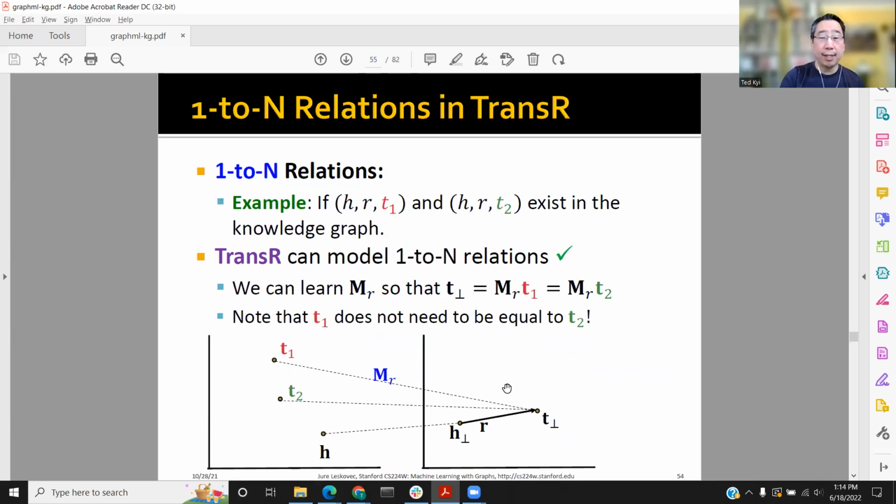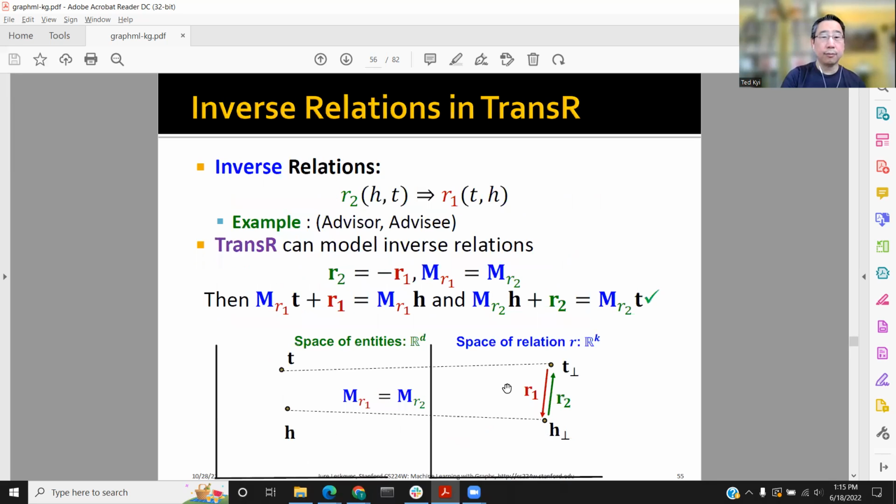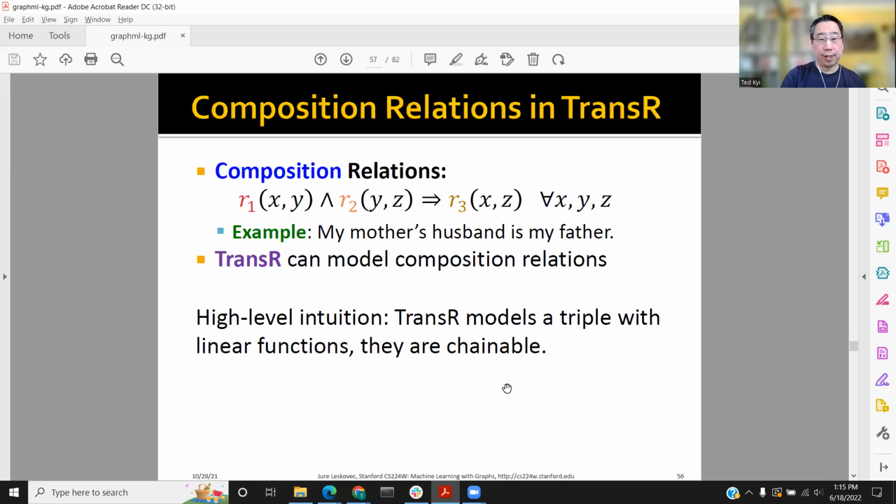And what about one-to-many? Again, the same thing that we did for symmetric. You can just map multiple students to the same point, and therefore they'll all be students of the same professor. Inverse relations, again, of course they work, because they work for TransE.